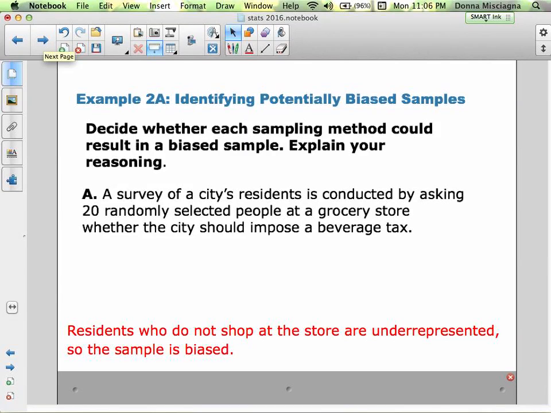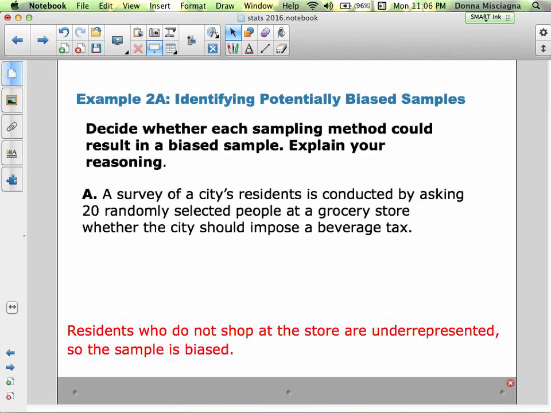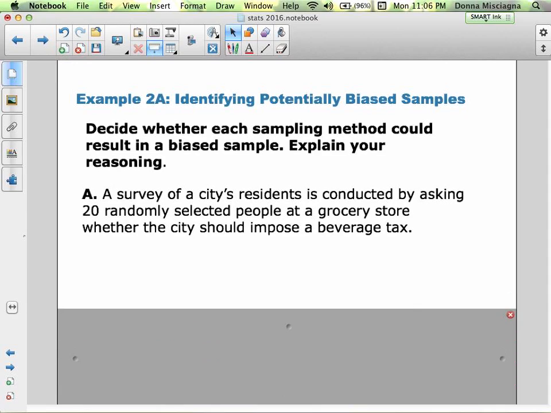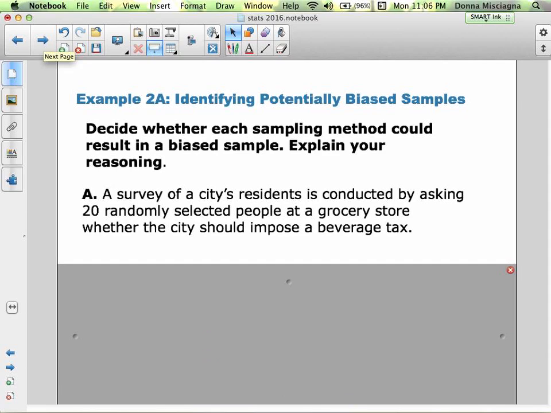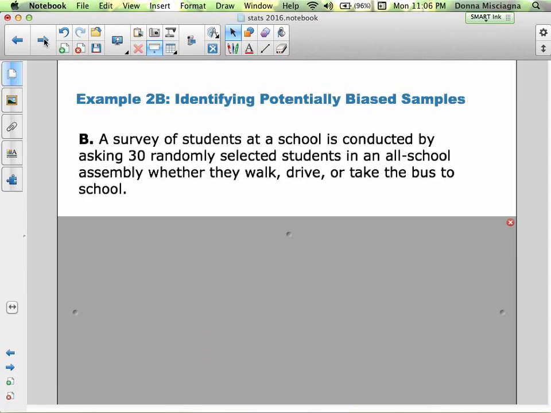And the answer is, residents who do not shop at the store are underrepresented, so the sample is biased. Right? Because different people shop at different stores. You're only going to be asking the people that shop at one store. So this was a biased sample. This actually would be a convenience sample. They just happen to be at that store.